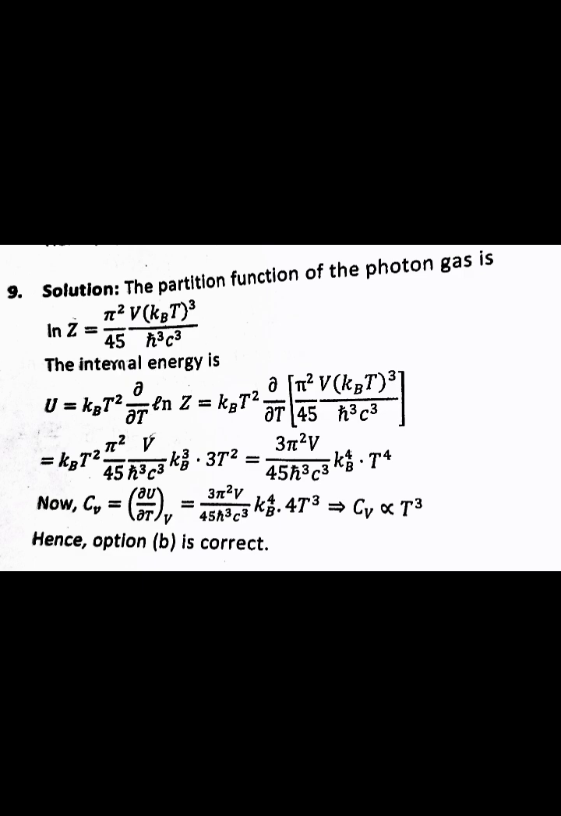And we know Cv = dU/dT, which is equal to 3 pi squared V divided by 45 h-bar cubed c cubed, kB to the 4, times 4 T cubed. That is, Cv is proportional to T cubed. So the answer is option B.